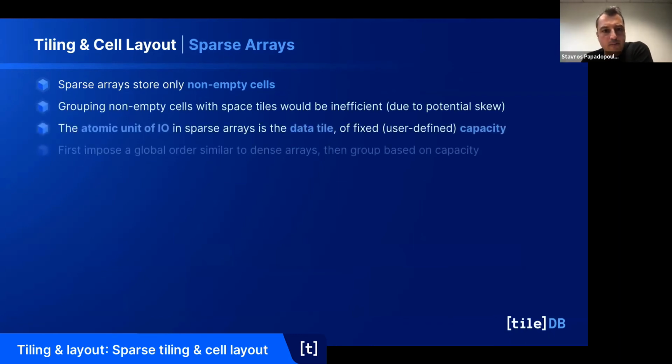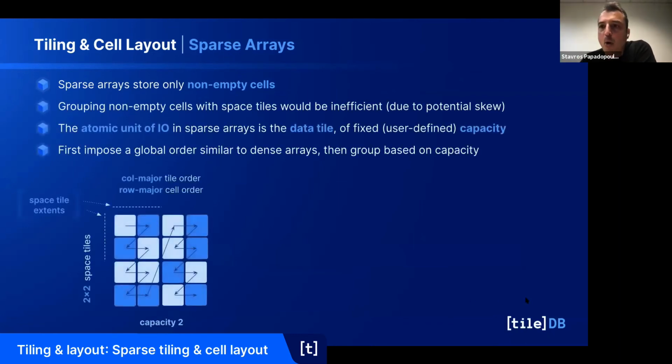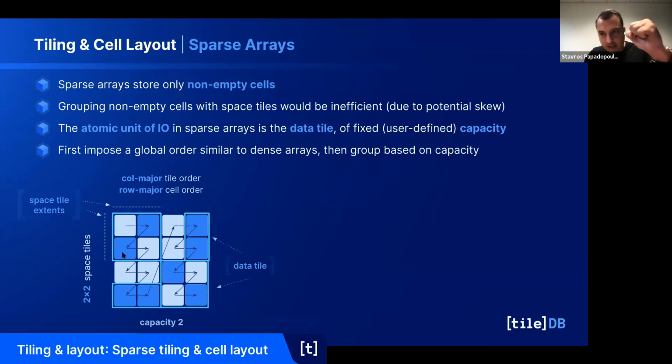So what can we do? Well, here's what we will do. We will first impose the global order, similar to the dense case. 3 parameters: space tile extents, then the tile order and the cell order. Same idea, so the space filling curve is computed. But then we would sort the non-empty cells, and then we would group only the non-empty cells based on a new parameter called capacity. So a 4th parameter for sparse arrays, and we're done. In this case, it's 2. So we follow the curve and we say, okay, 1, 2, that's a tile. Then we continue, 1, 2, that's another tile. Then we continue, 1, 2, that's another tile.